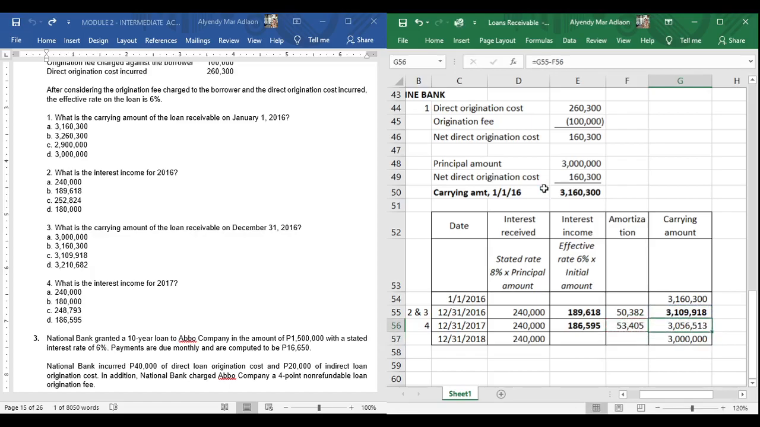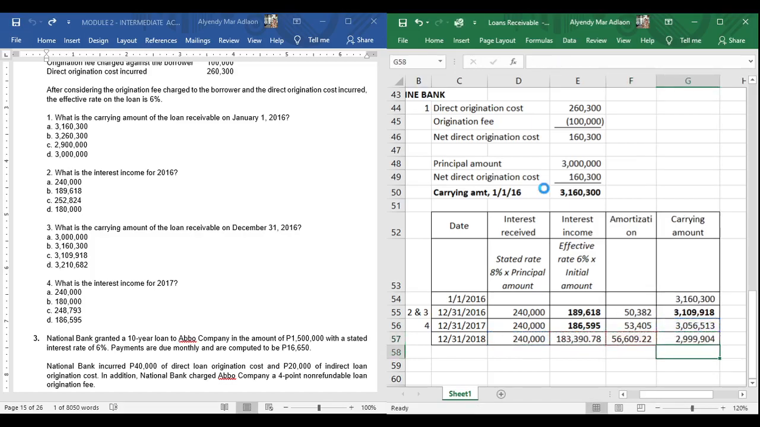So you have 3,056,513. So class, again, we follow the procedure. So times 6%, it will not be exactly 3 million, right? Because of rounding up. So let's say for example, if we get this amount, and we subtract, it falls short. So, plus 96 pesos. So, it can also be like this.